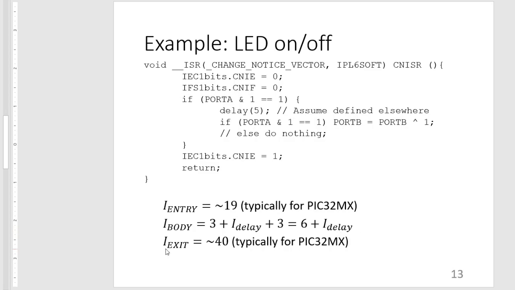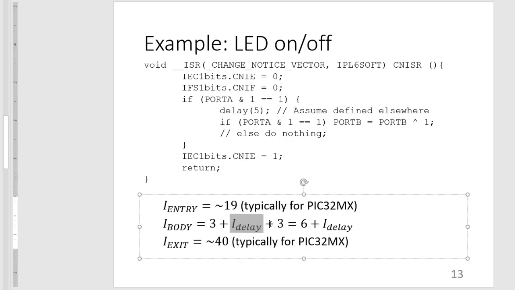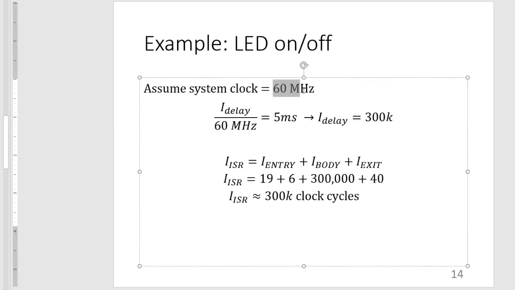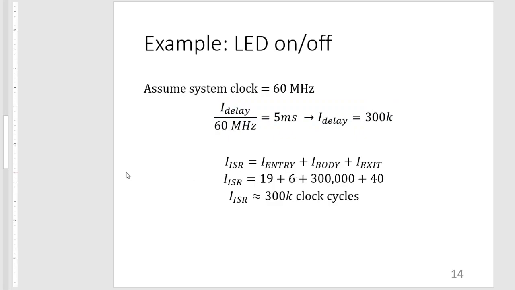And then for our exit instructions, it's typically 40 for the PIC32MX. So let's first calculate the instruction count for the delay. Assuming a system clock of 60 megahertz, in order to get the 5 millisecond delay, I need 300,000 instructions or 300,000 clock cycles. So adding them all up together, we can estimate that the instruction count for the ISR is around 300,000 as well. That's actually quite large, and we would want to reduce that.